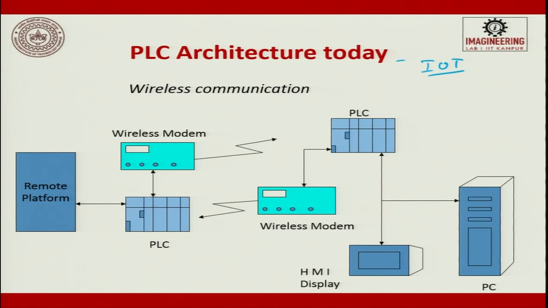The data from the remote platform is sent to a PLC, the PLC executes and transmits it to a wireless modem. The wireless modem in turn communicates with the machine, or with another PLC or other system. Maybe it can be a computer where the server is for loading and unloading of devices. So, this platform is connected to a PLC, then the PLC to a wireless mode. Then here also you will have a PLC attached to a wireless mode, and this in turn is attached to a PC. This PC can be ERP software, or it can be a central PC where the entire factory automation is controlled. So, this is the latest development of PLC architecture today.